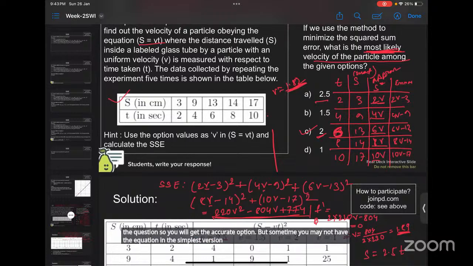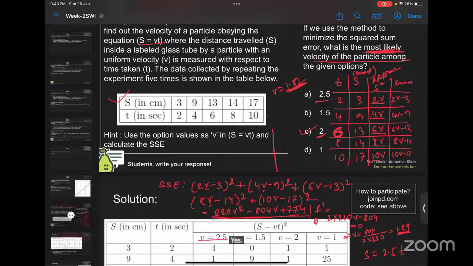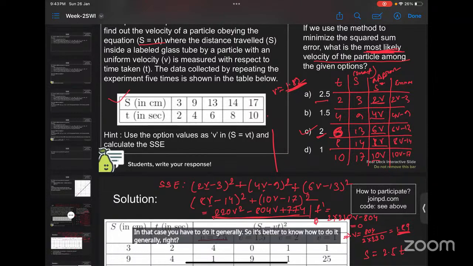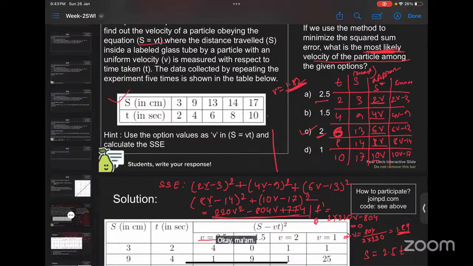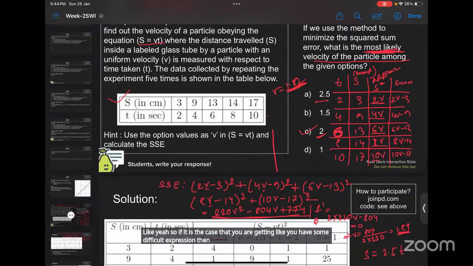In that case, it will be difficult for you to calculate this, repeating the whole procedure 4 times. In that case, you have to do it generally. So it's better to know how to do it generally, right? If you have a difficult expression, then you cannot repeat the thing 4 times, so you have to do it generally. And while doing it generally, you have to follow this procedure.